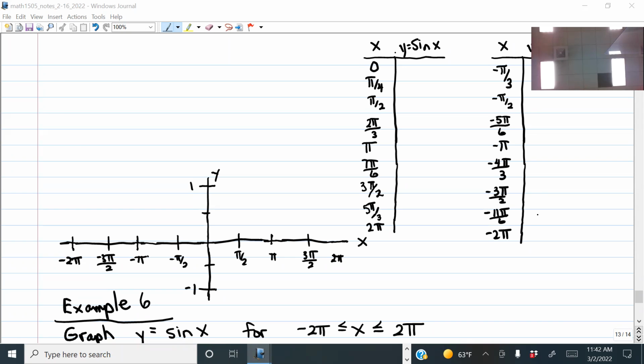You can look at your table if you want to, but remember, I need a decimal. You can use your calculator too, but I need a decimal approximation, so I can actually plot the numbers. Square root of 3 over 2 is great, but I need to convert that to decimal before I can plot it. Some of these are easy because I know what sine of 0 is.